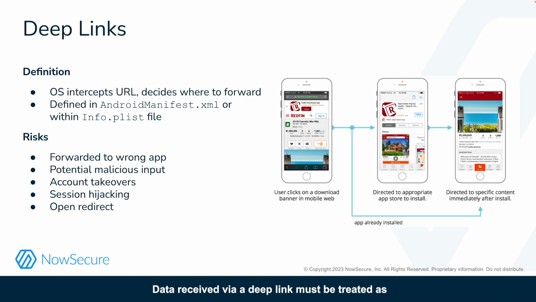Data received via a deep link must be treated as potentially malicious like any other external input. Depending on what the app does with that input, you may end up with a confetti of vulnerabilities.